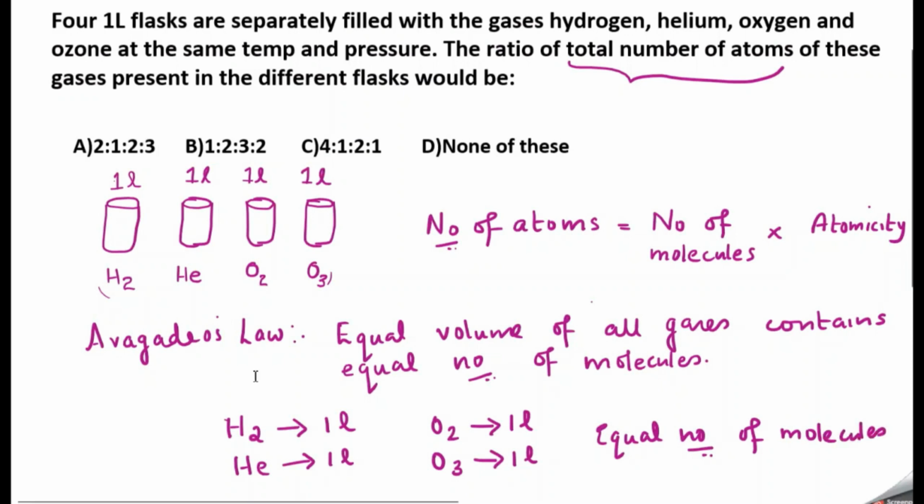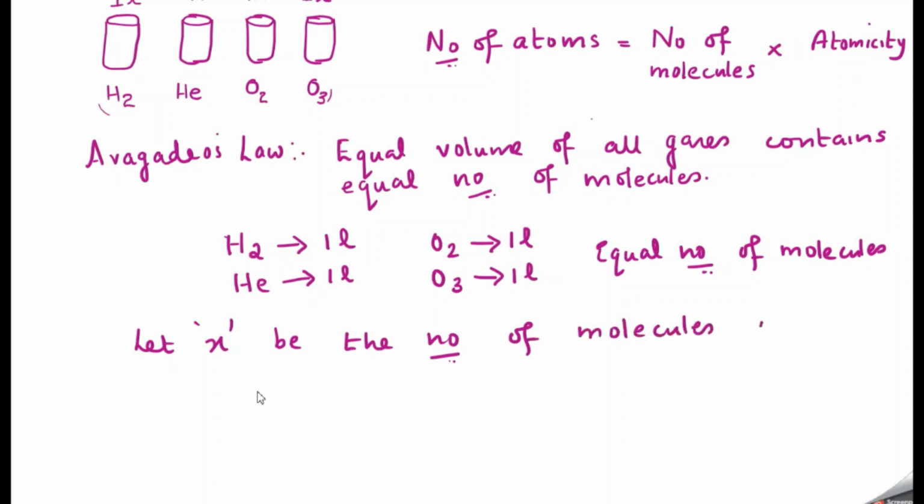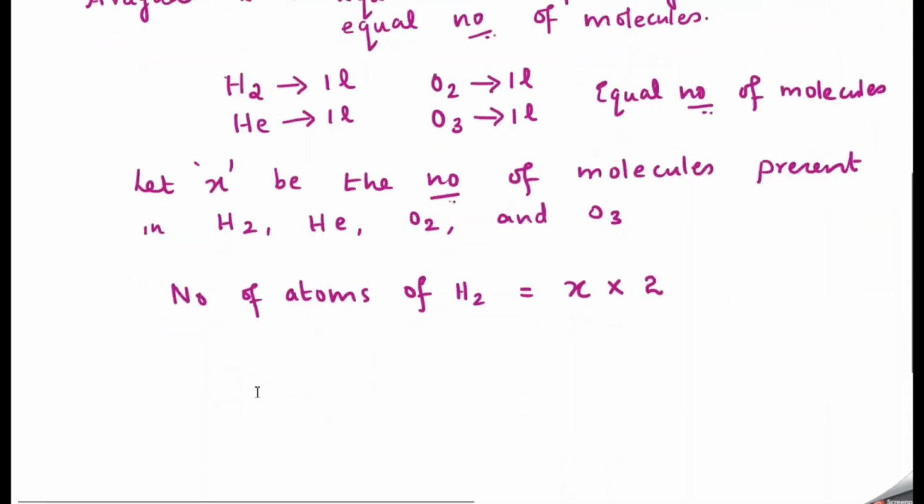Let us assume what this equal number of molecules is. Let X be the number of molecules present in hydrogen, helium, oxygen, and ozone respectively, because all will contain X number of molecules. Why? Because all of them have equal volume. So now we will apply the formula. The number of atoms of hydrogen is equal to the number of molecules, that is X, into the atomicity of hydrogen. The number of atoms in one molecule of hydrogen is 2, so atomicity is 2. Similarly we will write for helium and the others.